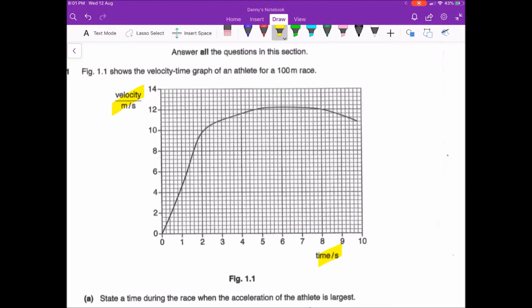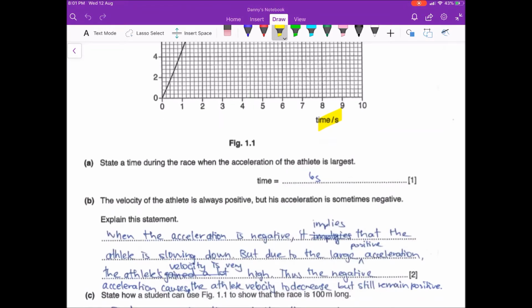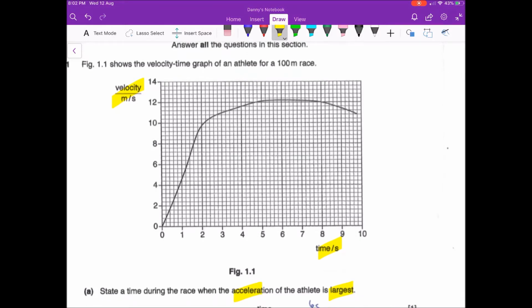So immediately you should quickly recall that I can find acceleration from the gradient and I can find the displacement from the area underneath. So first question is, where can I get the largest acceleration? Like I said earlier, acceleration is from the gradient. So having one look, I need to find the part whereby the gradient is the steepest. In this case, I think it will be around this region.